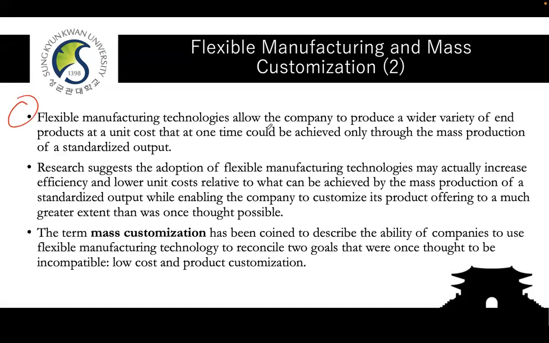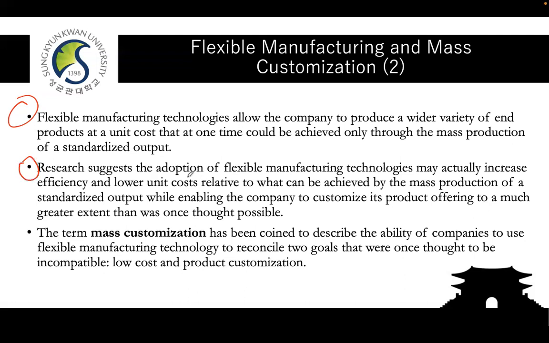Flexible manufacturing, again, allows the company to produce a wider variety of end products at a unit cost at one time. So if we have flexible manufacturing technologies, essentially we could produce a wider variety of end products at one time. So it's better to do the mass production, because we could produce a lot of variety of products at one facility or one location.